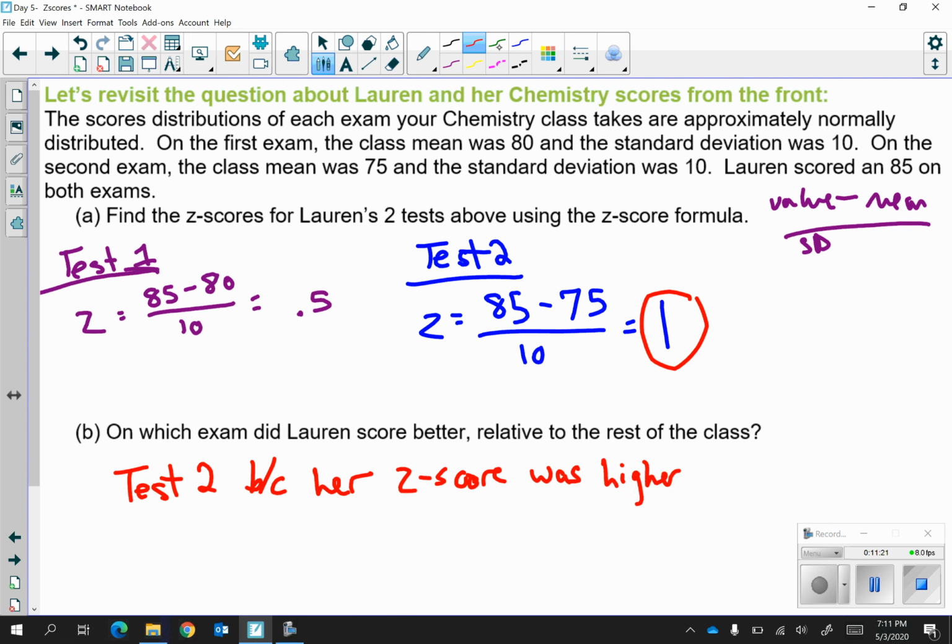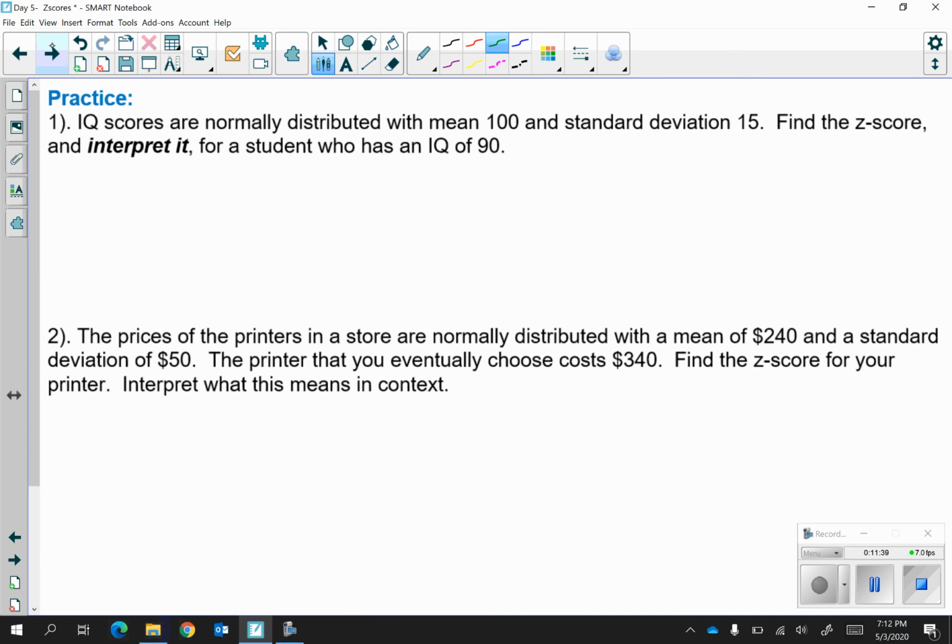Now, just to point out, a really important piece of information is that they said relative to the rest of the class. Whenever you're comparing your data relative to something else, that is your cue for z-score. And you want to have that in a lot of your explanations as well. So let's try some practice problems.